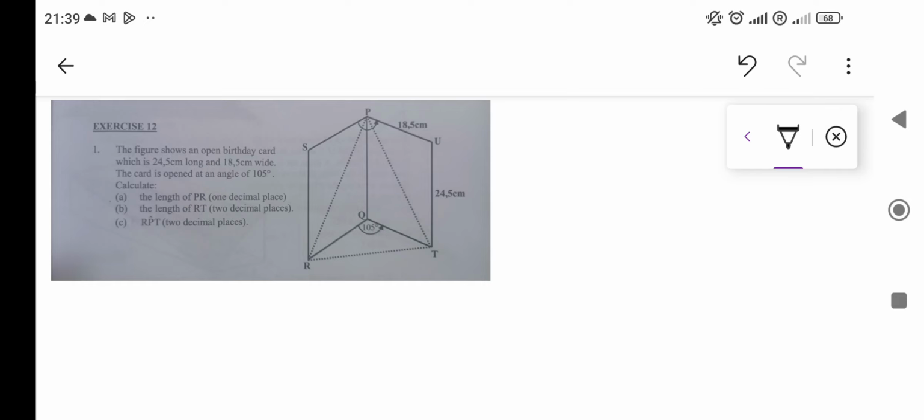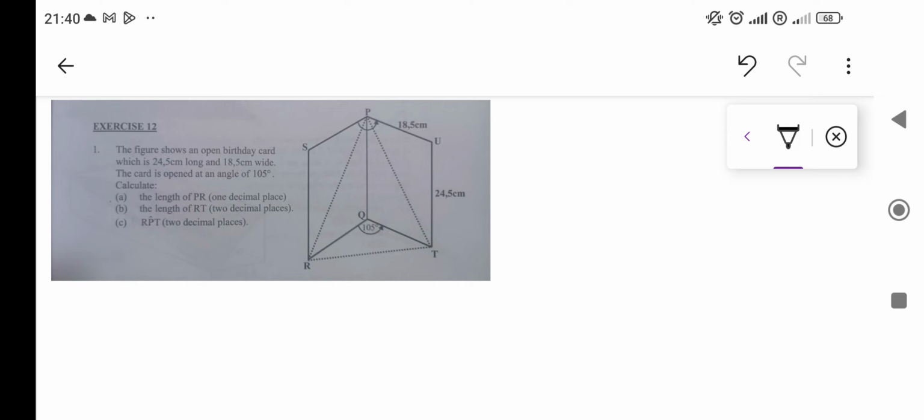Okay, great. We are dealing with trig in 3 dimensions. This is what you wanted us to look at. So let's just have a look at this question quickly. This figure is a birthday card. They give the dimensions there, 24,5 and 18,5. They show where those are, 105, and they show where that is. There's all of the information on our picture.